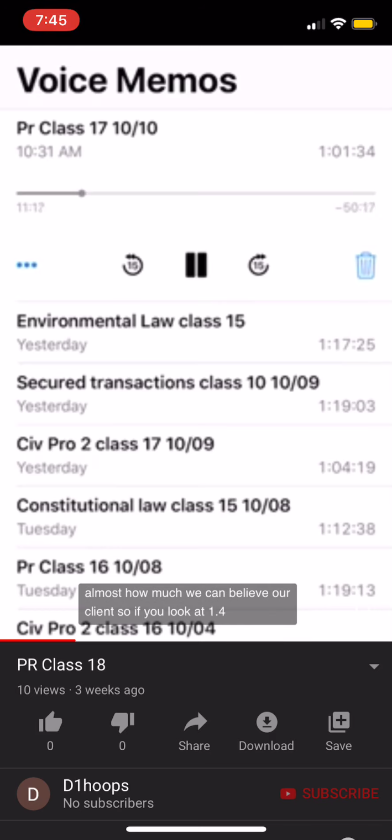So if you look at 1.4, keep the client reasonably informed about the status of the matter. That's that. So we did some of that before. And then comment 3 says a lawyer is required to talk to the client in order to accomplish the client's objectives. That's what we're trying to do. So we do that. So now, but we still have some problems. We have to talk to our client. The second question is, should we file the affidavit?